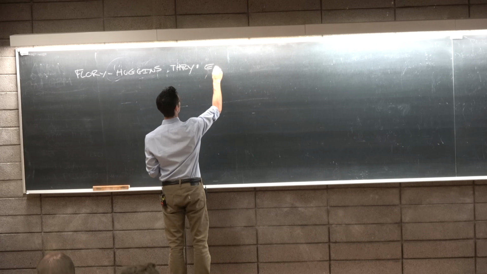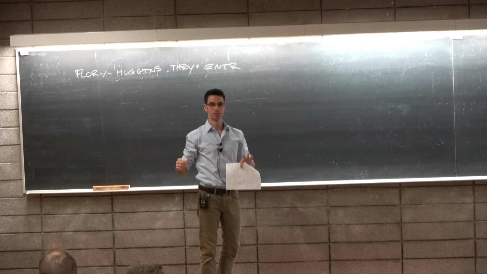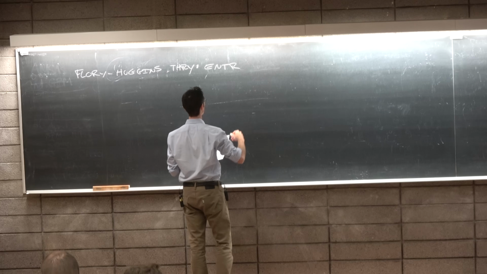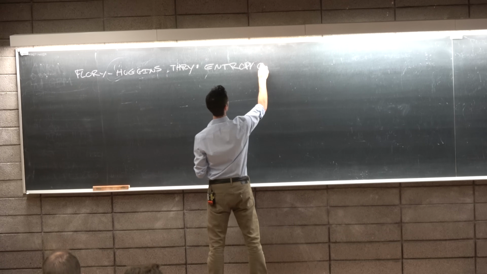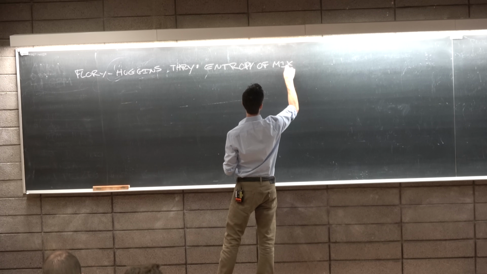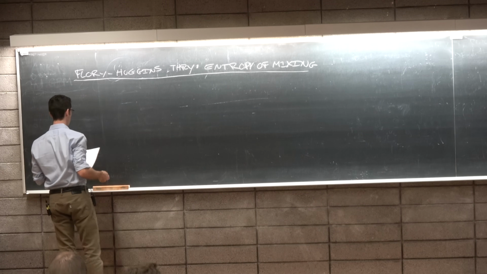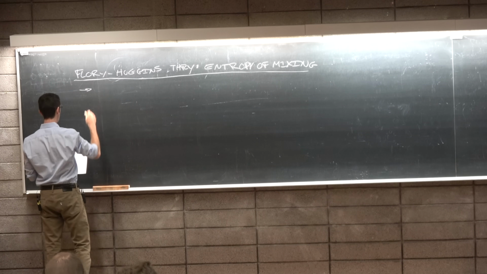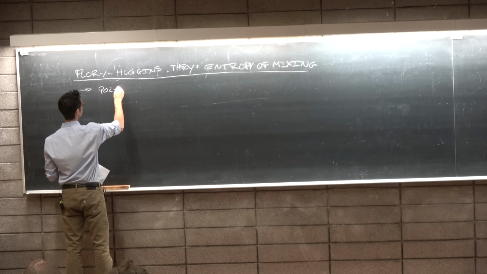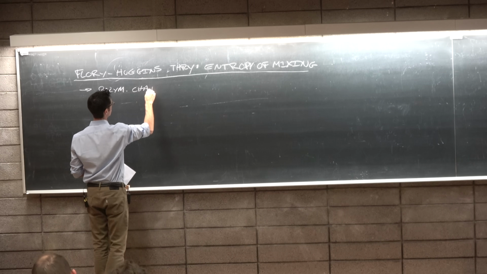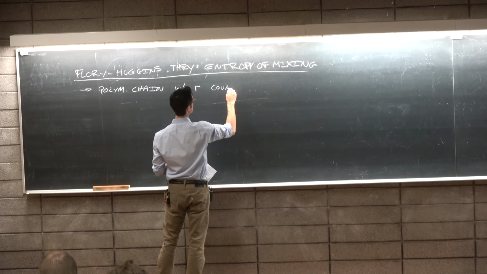And we're going to start with the entropy term. And after we're done with the entropy, we'll talk about what happens to the enthalpy. So the Flory-Huggins theory, entropy of mixing. And how we're going to set this up is that we have a polymer chain with R covalently bonded segments.